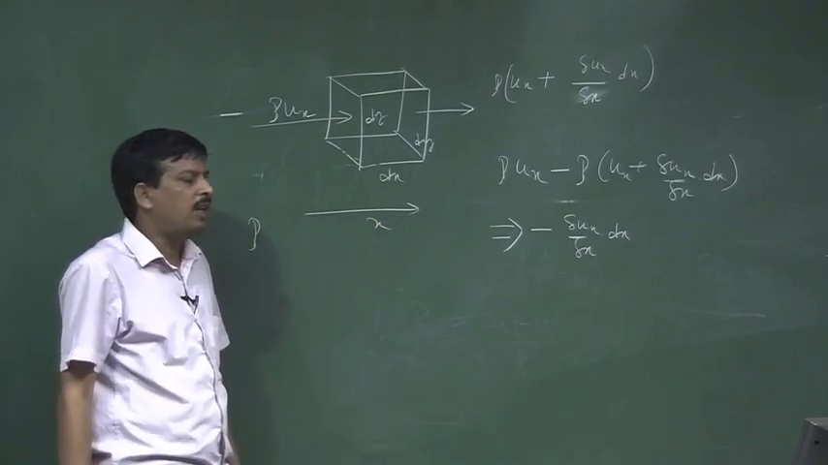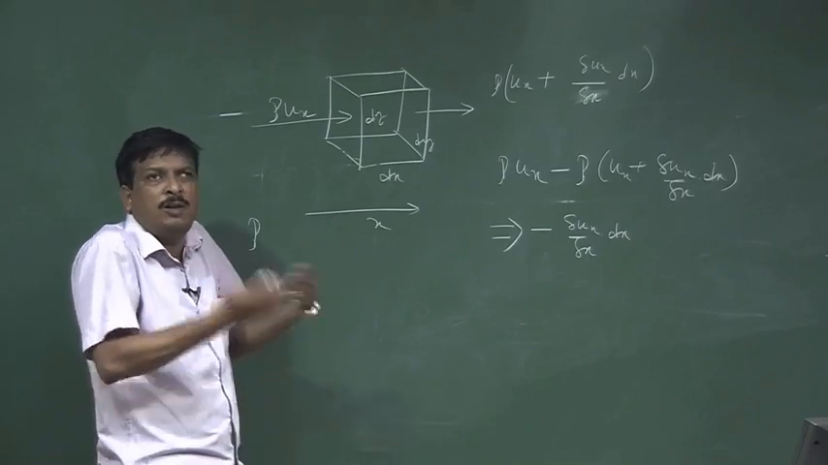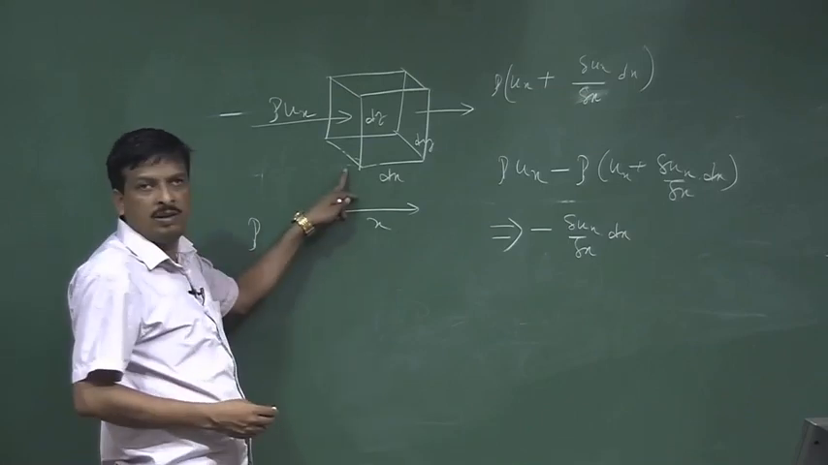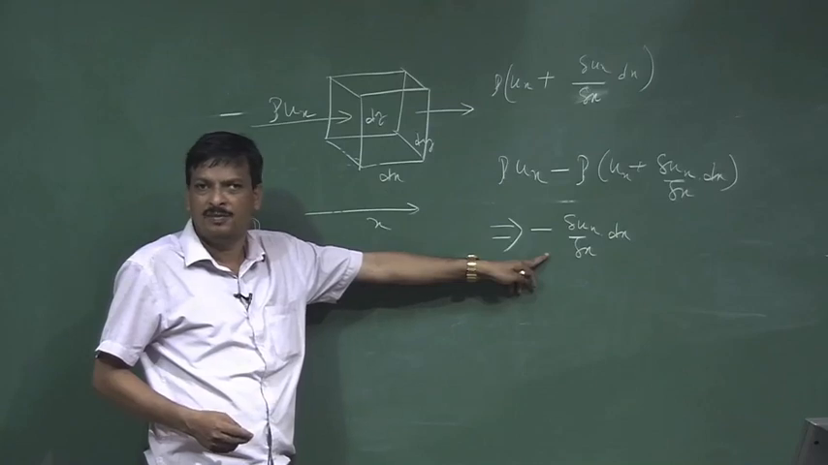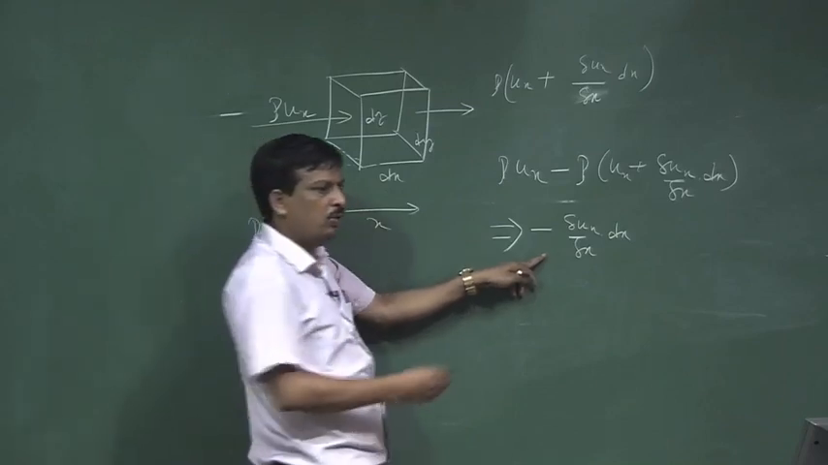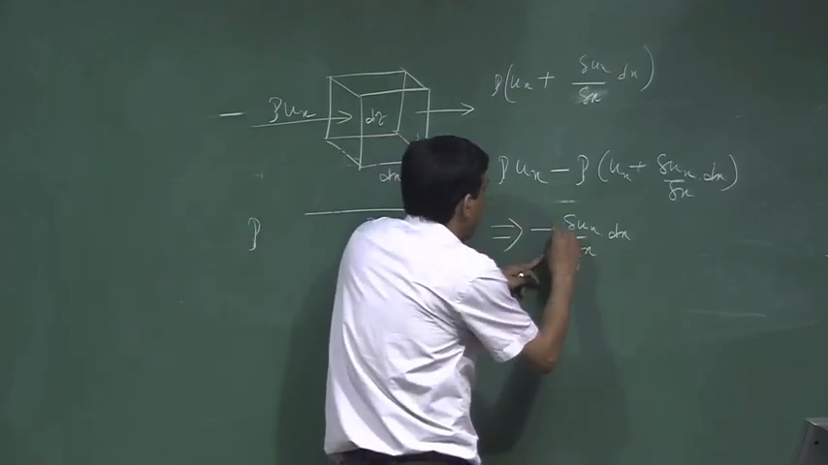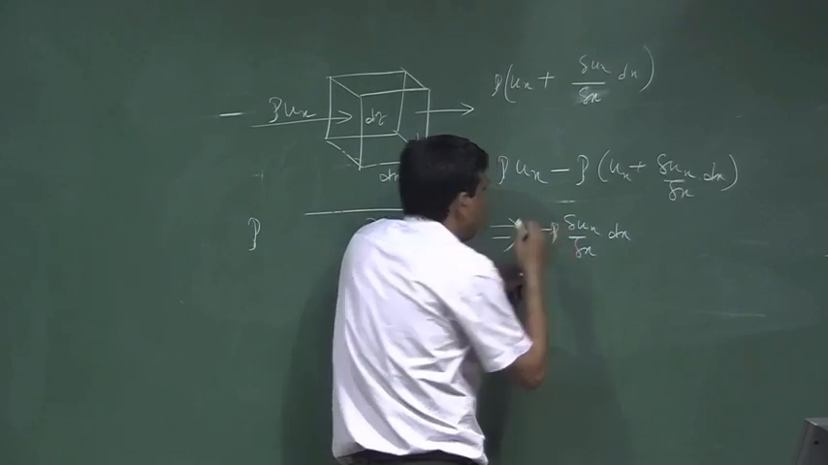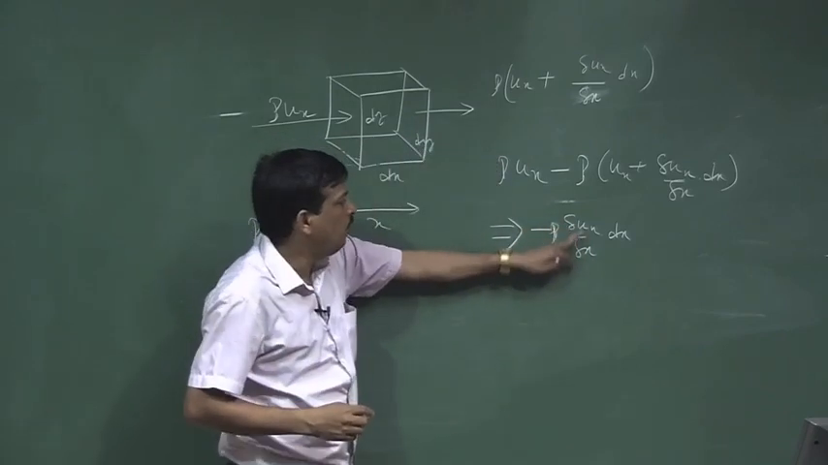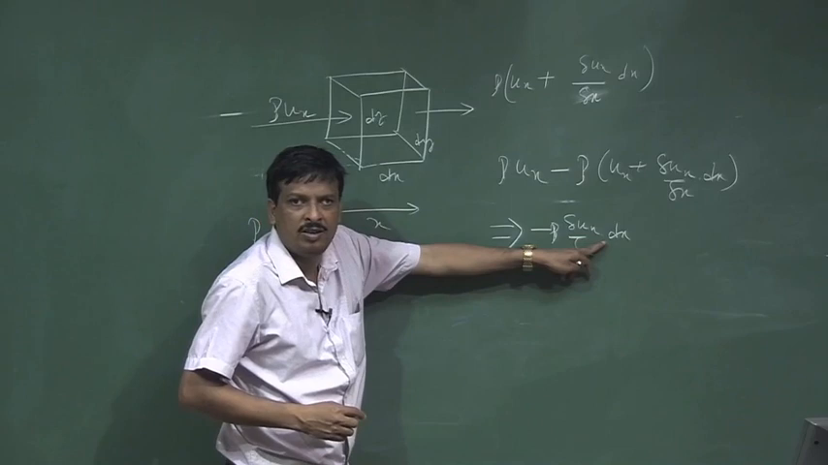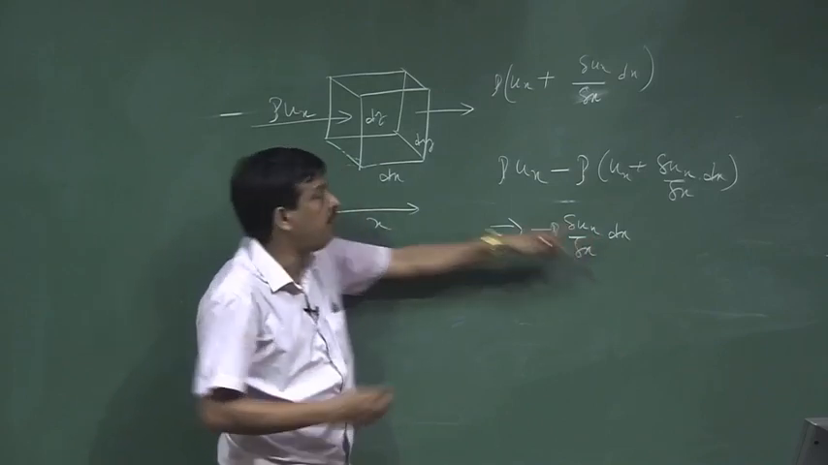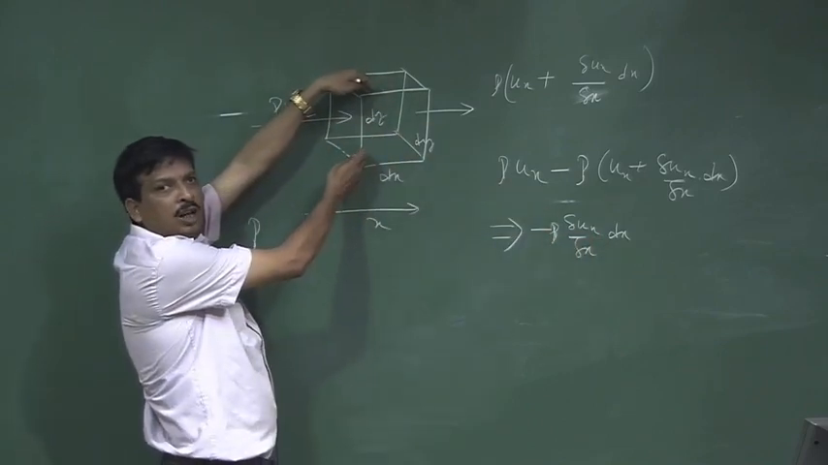Now, what is the total mass increase of the volume? This is the density change due to the particle velocity. There will be a rho term: rho into del u x by del x into dx. That, multiplied by the total volume, is the total mass change.